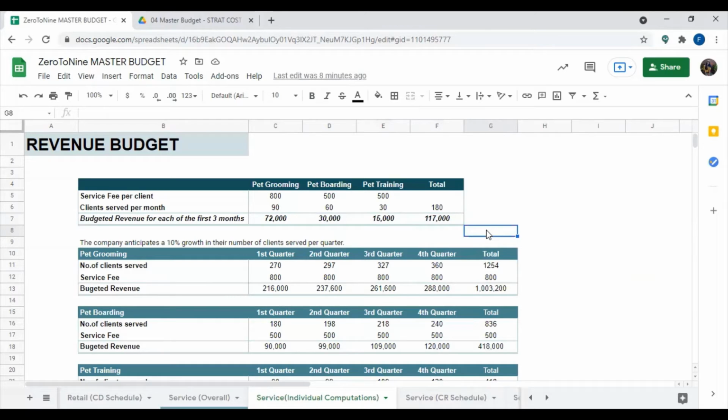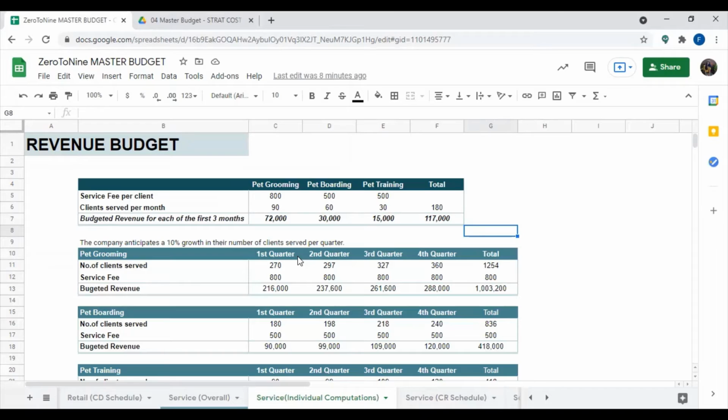After discussing all the information relating to the service portion of the business, let us move on to the formulation of the revenue budget. In formulating the revenue budget, the business has assumed that the clients served per month is uniform in the given quarter. To illustrate, the pet grooming service of the business has clients served per month of 90. So the budgeted revenue for the month will be 72,000, which is computed by multiplying the clients served with the service fee per client of 800.